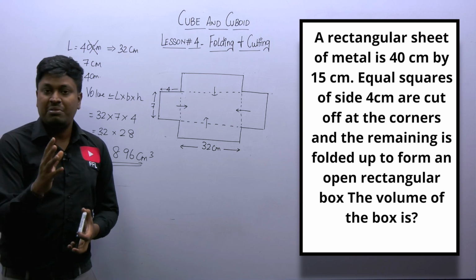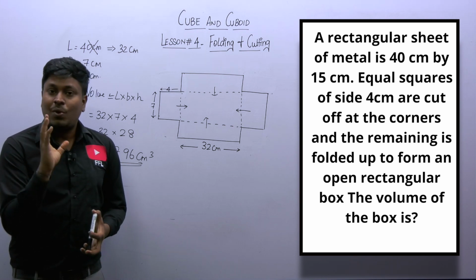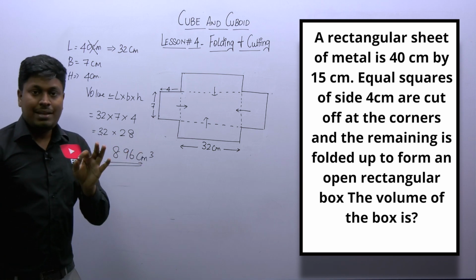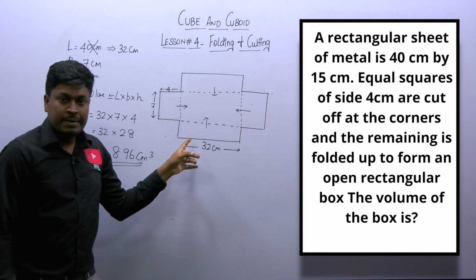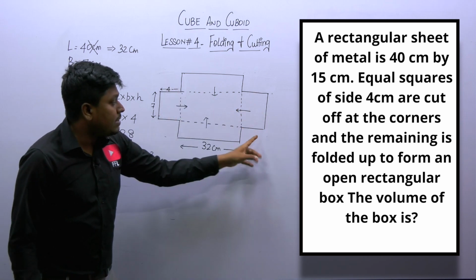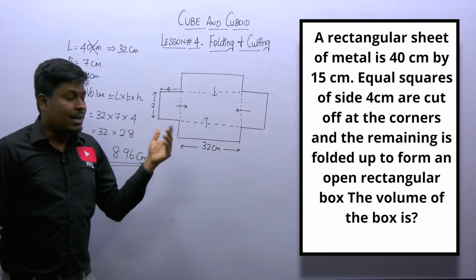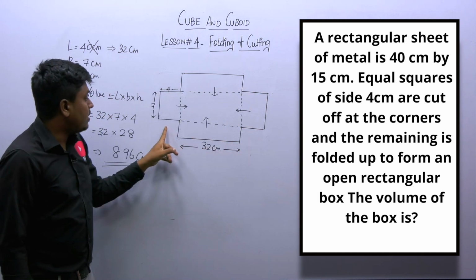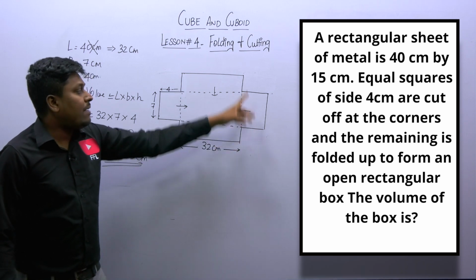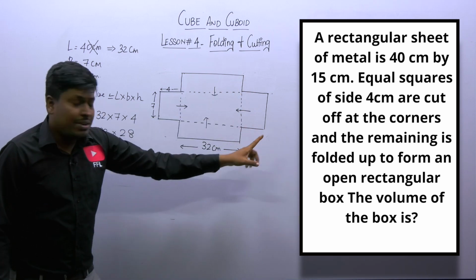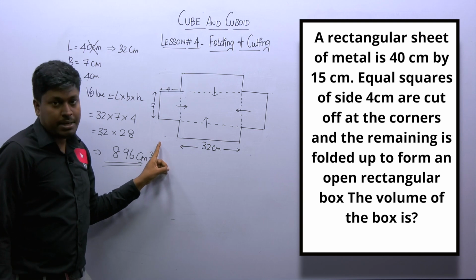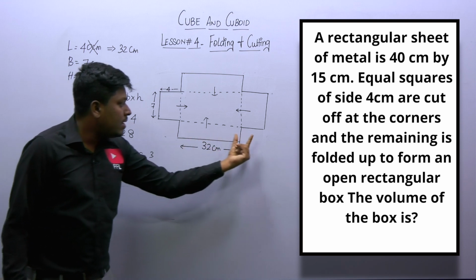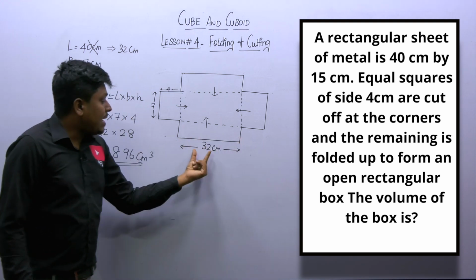So friends, very easy question, right? Once you understand the concept clearly, then solving these types of questions is very simple. So initially, they have given a rectangular sheet. And at every corner 4 centimeter is cut off. 4 centimeter is square, right? A square shape 4 centimeter is cut off. So we have eliminated the square part on all these 4 sides. So after eliminating, according to the given question, the length of the box is 40 centimeter. But now the length becomes 32. Why? Because here 4 centimeter gone, 4 centimeter gone. Right? So remaining will be 32.